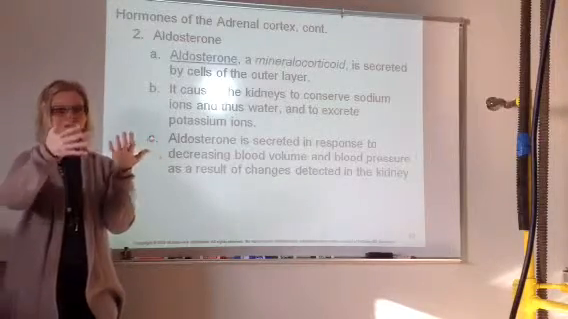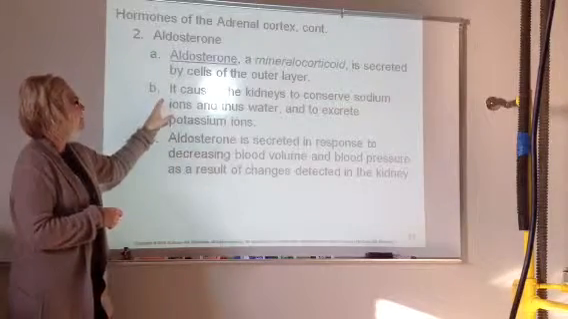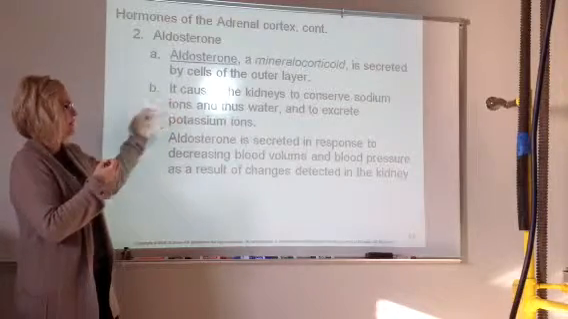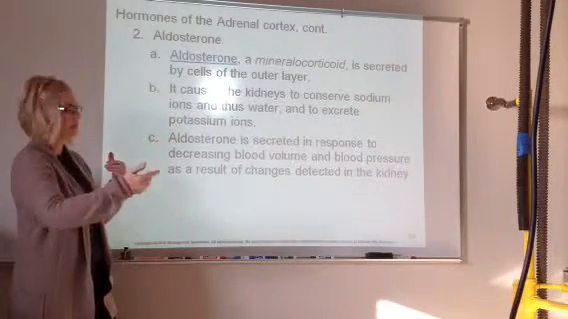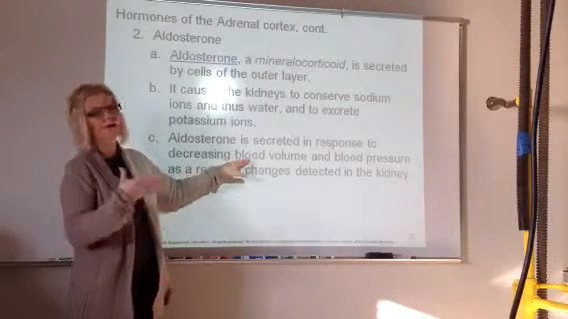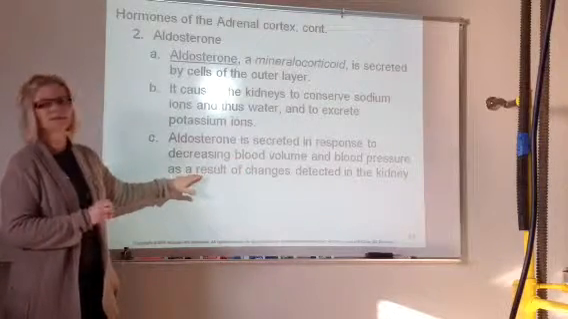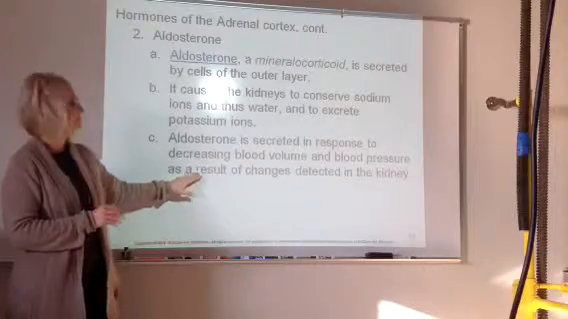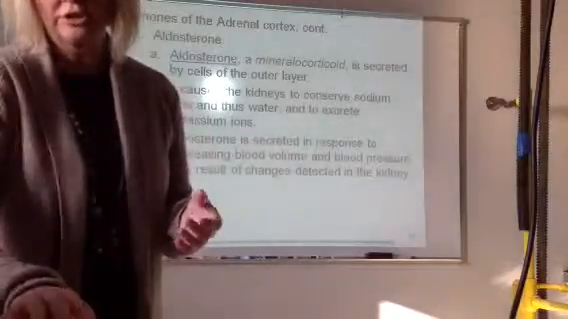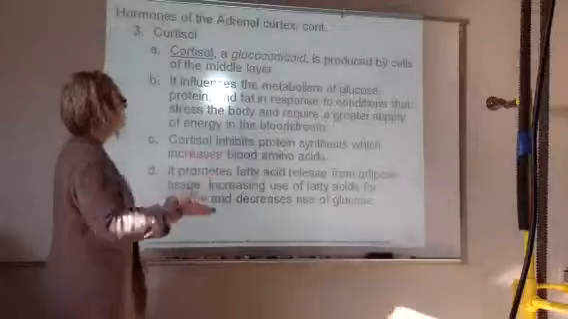So these sodium ions and potassium ions move back and forth quite often. So aldosterone is going to conserve sodium, conserve water. Potassium is going to be released. It is secreted in response to the amount of blood volume that you have and your blood pressure. And this is typically picked up by your kidney. So people who have high blood pressure, their aldosterone is probably not working properly.